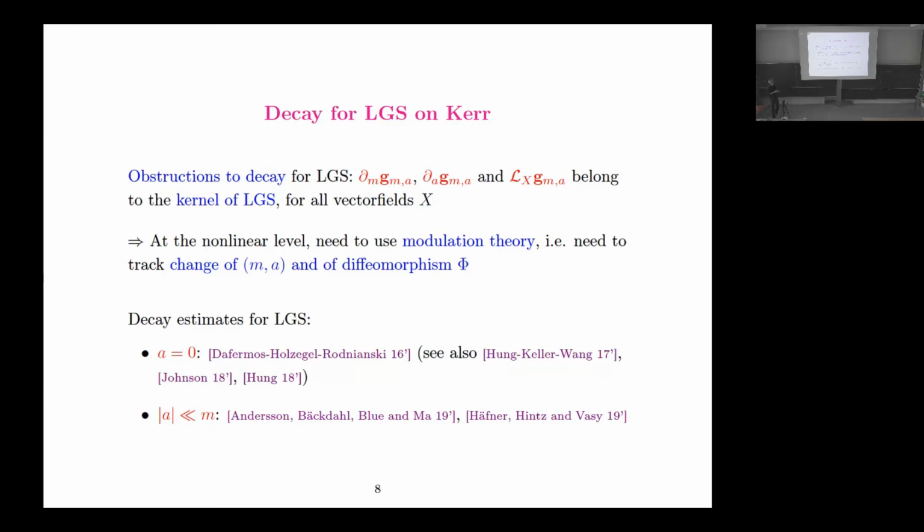Okay, so this is in fact standard. This is called modulation theory. When you track parameters when you look at stability of a multi-parameter family, but it's usually done in finite dimension.